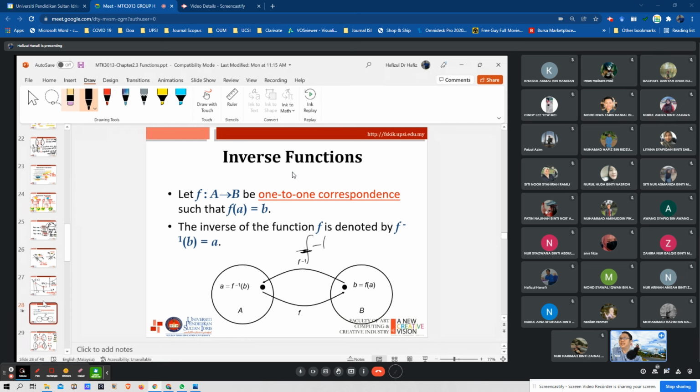And then we have the inverse function. An inverse function is basically a one-to-one correspondence such that f(a) is equal to b. The inverse function of f is denoted by f negative 1. So far, do you have any questions? Ada soalan ke?